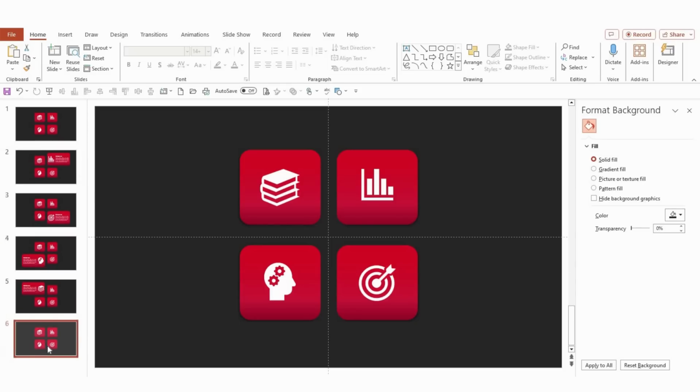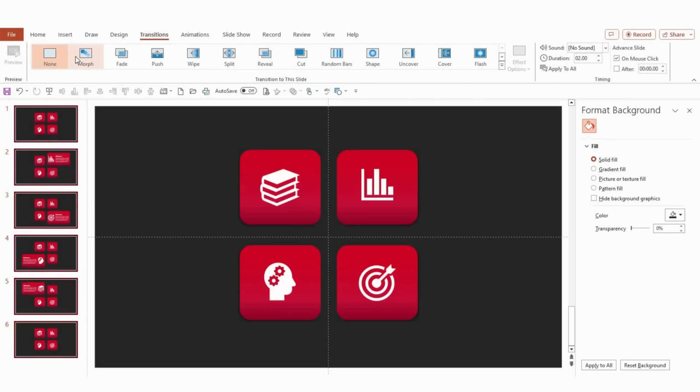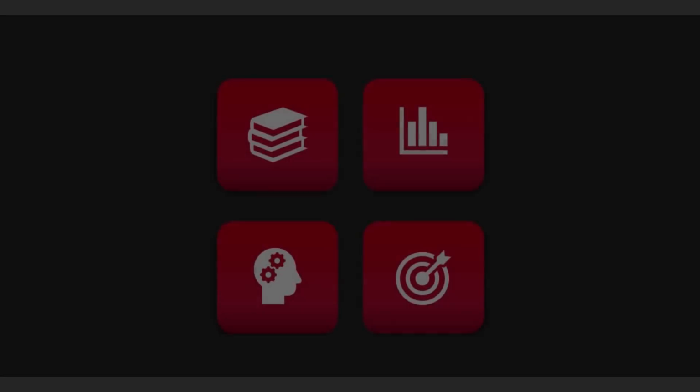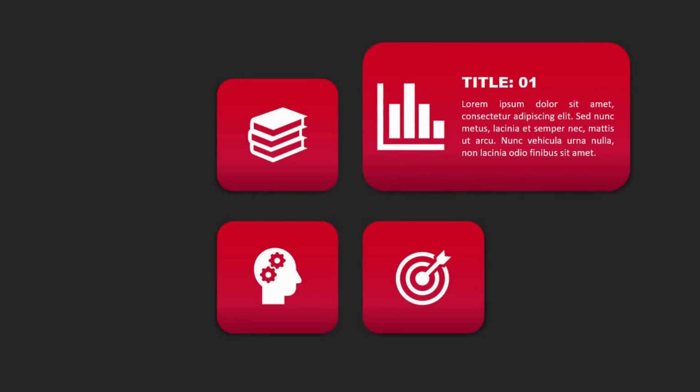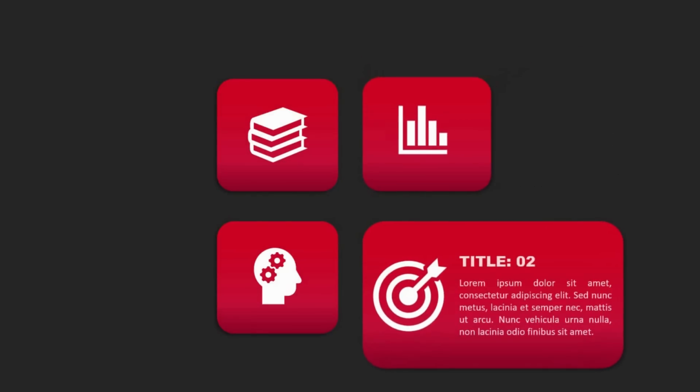Now that all the slides are ready, select all of them, go to the Transitions tab, and choose the Morph transition. And there you have it. You've successfully created a stunning 4-step infographic with a morph transition in PowerPoint.